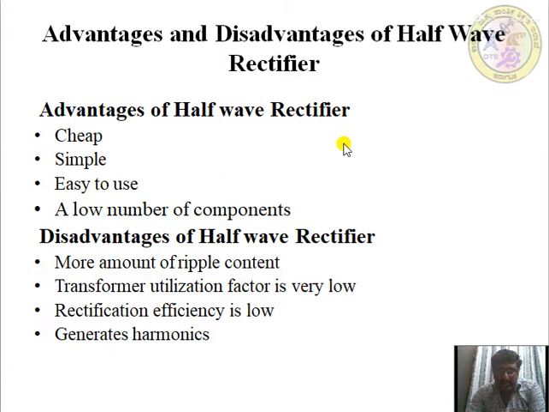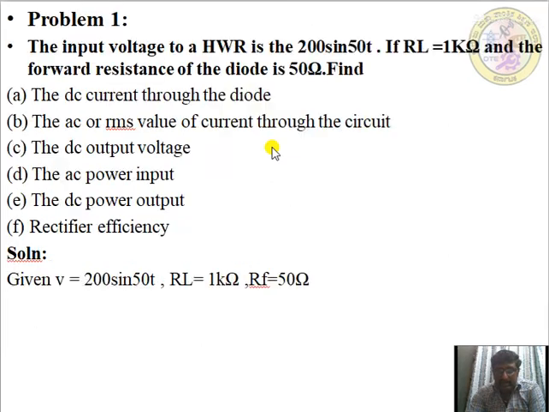The advantages of a half wave rectifier are that it's cheap, simple and easy to use, and has a low number of components, because it uses only one diode as well as one load resistor. The disadvantages of a half wave rectifier are a large amount of ripple content, a very low transformer utilization factor, low rectification efficiency, and it generates harmonics, compared to the full wave rectifier. So normally a half wave rectifier will not be used in many conditions.